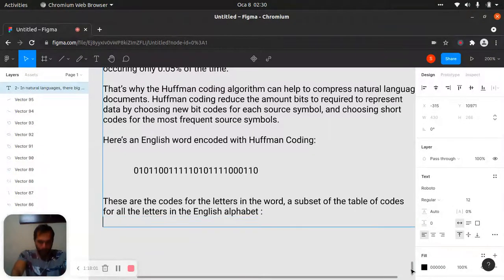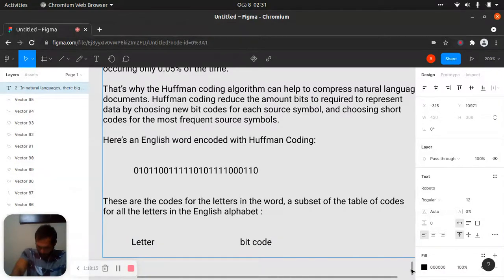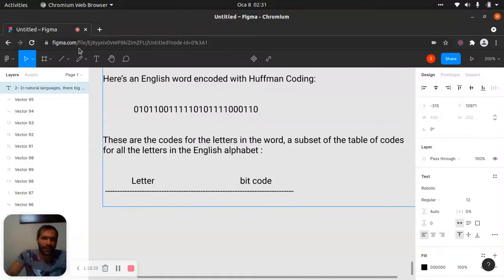Okay, so let's do it together. Let's say letter and bit code. Right, this is fair. And what we need to do, let's do it there, something like that, to be clear. And maybe we can go a little bit more. I will do it for you. We can see here, but this is an important point.